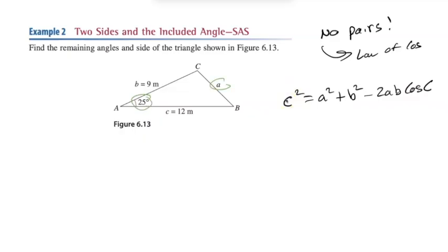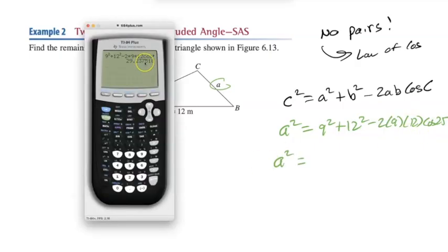I'm going to put a squared equals 9 squared plus 12 squared minus 2 times 9 times 12, and then cosine of the angle you have, 25. Whatever you're looking for goes for c, and then the rest doesn't matter. Fill in for a and b, you're multiplying them all, it doesn't matter. You just type that all into your calculator and you get 29.2.